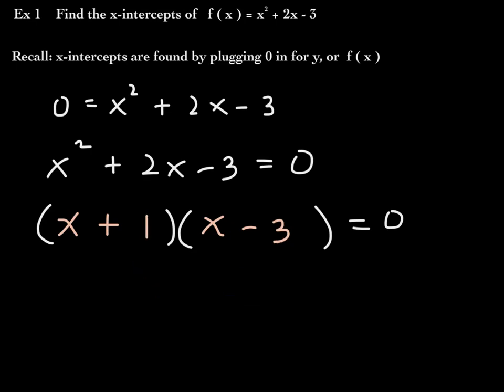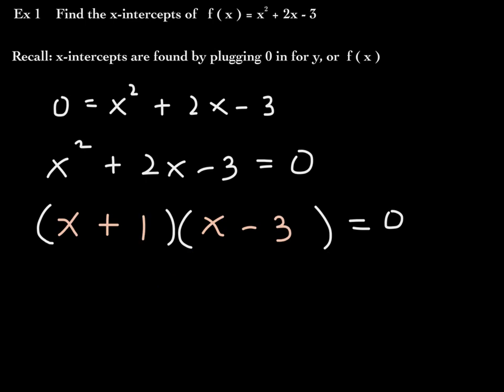So we already confirmed that x times x is x squared. That's good. And we confirmed that 1 times negative 3 is negative 3. So we got this term and we got this term. So we're good. But I'm going to show you right now that when I finish distributing, I'm not getting positive 2x.